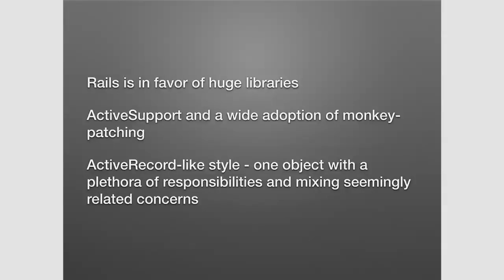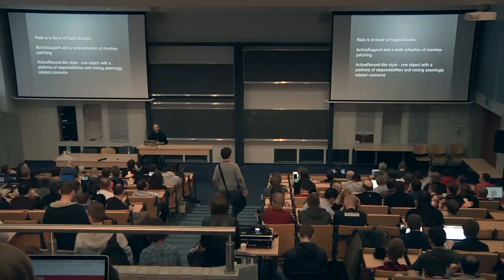And the last thing is the Active Record style, but I'm not talking about dealing with persistence or anything. This is something I've noticed recently. People tend to be afraid of introducing new classes and objects. And I think that it's because we are used to Active Record, which is an object that does too many things, right?